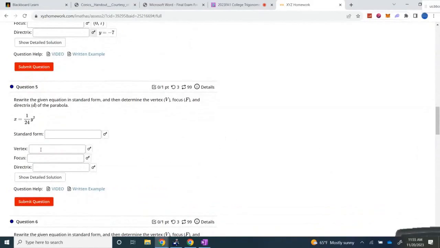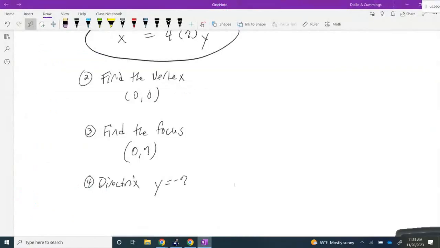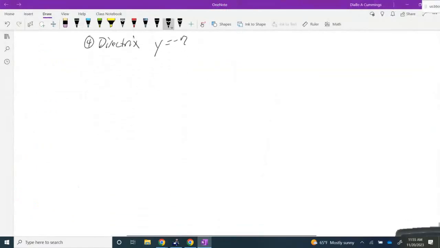Okay, number 5 works the same way, but there's one difference: the squared variable. Here we have y squared instead of x squared. So this is x is equal to 1 over 24 y squared. And this is number 5.